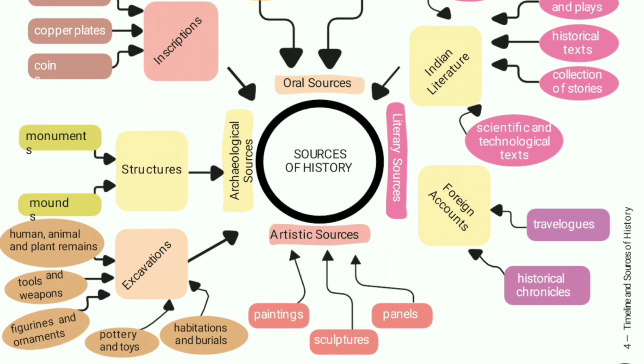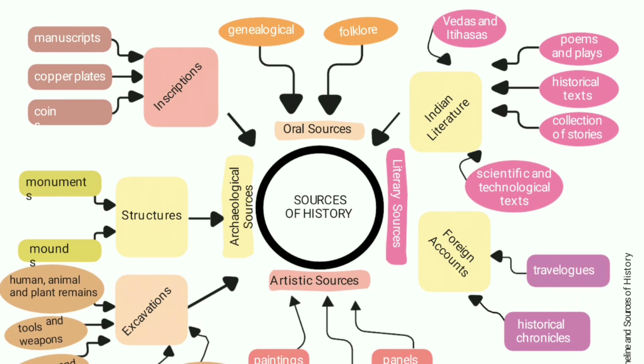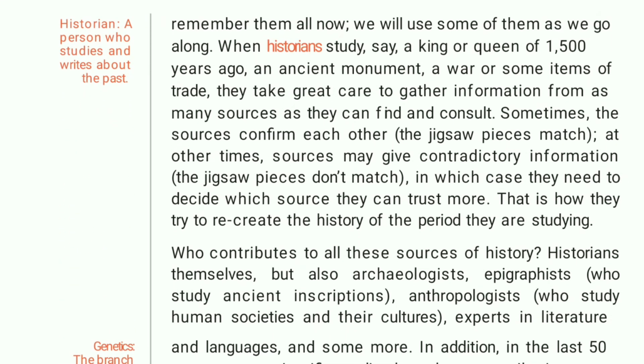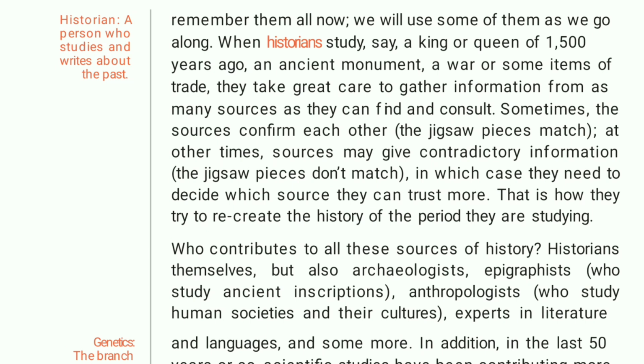Artistic source: paintings, sculptures, panels. Excavation: human, animal and plant remains, tools and weapons, figurines and ornaments, pottery and toys, habitations and burials. Archaeological sources: structures, monuments, mounds, inscriptions, manuscripts, copper plates, coins. So these are our sources of history. We will use some of them as we go along.